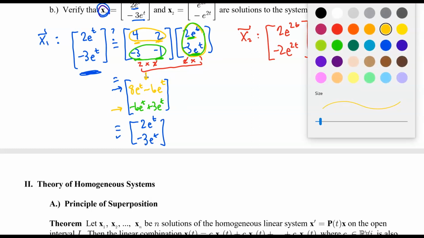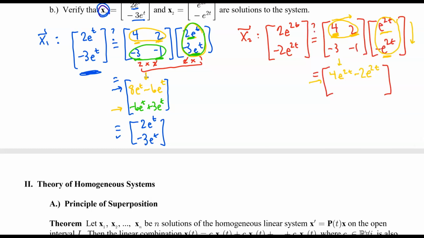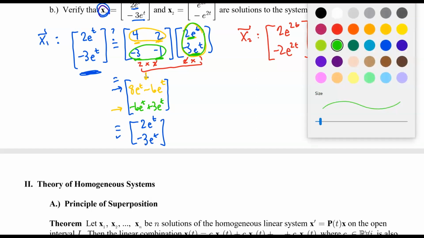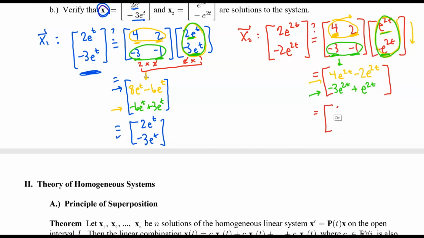Then to figure out the result in row 2, column 1, we're going to take row 2 of the first matrix times column 1 of the second matrix. We have negative 3e to the 2t plus negative 1 times negative e to the 2t, that's plus e to the 2t. Then we will simplify to obtain 2e to the 2t and negative 2e to the 2t. And if I take a peek back over here, what we had on the left, we have verified the equality there.